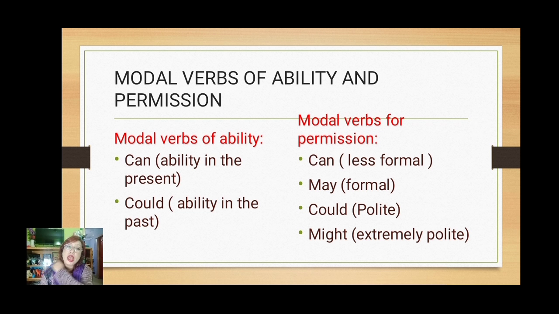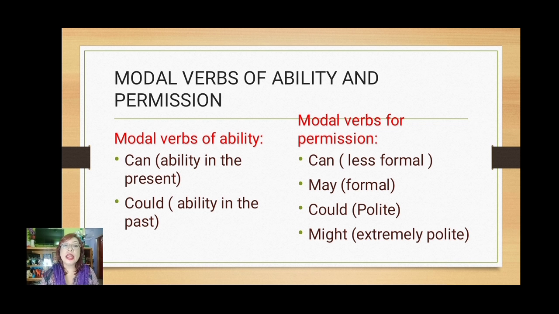Alright, students. Whereas for modal verbs of permission, that means for seeking permission from somebody, we also use can, which is a little bit less formal. It is not very formal. You can use it with your friends, with your near and dear ones. Whereas we use the modal verb may for a formal conversation, could for a very polite conversation, and might for an extremely polite conversation.